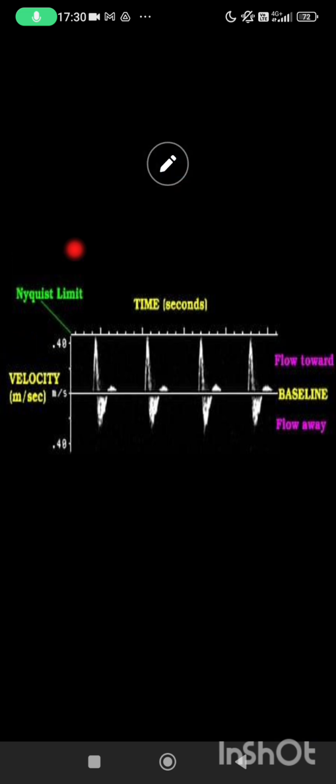Aliasing artifact or wraparound. Yes, then an aliasing wraparound artifact happens. What is the cause of the aliasing, Tesveen? This is because, for example, if the Nyquist limit is too low, then it actually causes aliasing. Okay, so low PRF, low scale, low Nyquist limit, these are the causes of the aliasing.